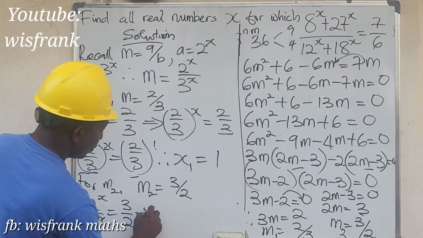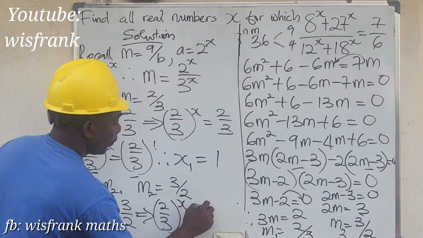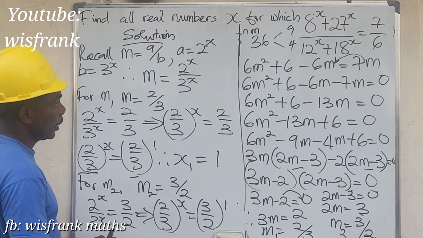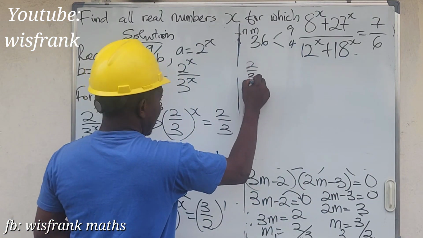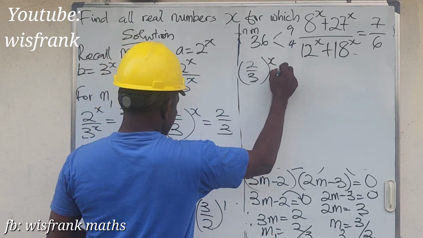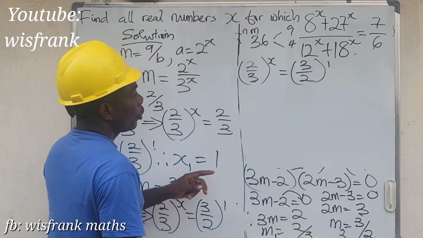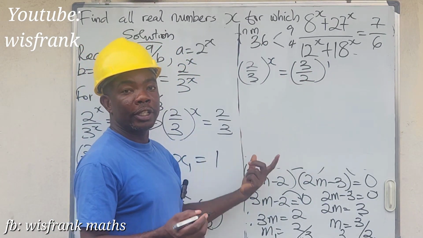So this can also give us (2/3)^x = (3/2)^1. So in this case, we can clean this. As we said, we have (2/3)^x = (3/2)^1. So we have 2/3 here, and we also have 3/2 here. It is not the same base.